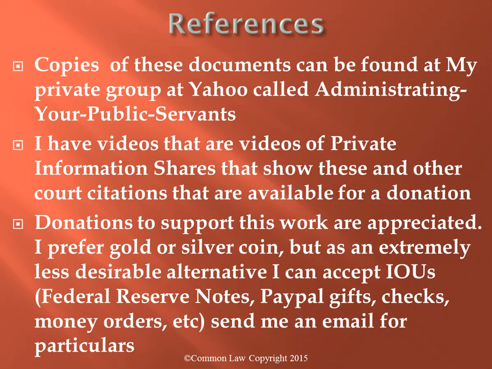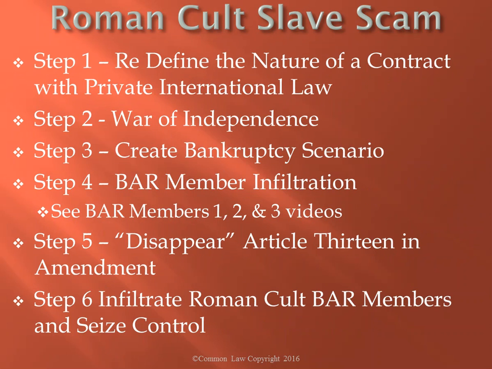And this last paragraph is for all the Satanist order follower revenue officers operating in their private capacity under the Federal Tax Lien Act of 1966. They can put their privileges and benefits up their rectal orifice, because I prefer gold or silver coin. But as an extremely less desirable alternative, I can accept their IOUs, their commercial paper, their Federal Reserve notes, their PayPal gifts, their checks, their money orders. Please send me an email for particulars.